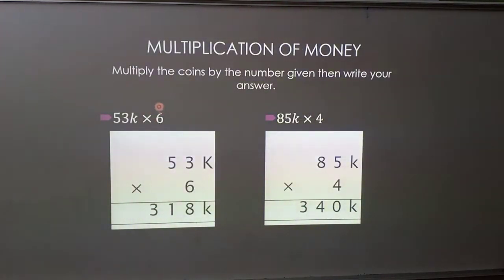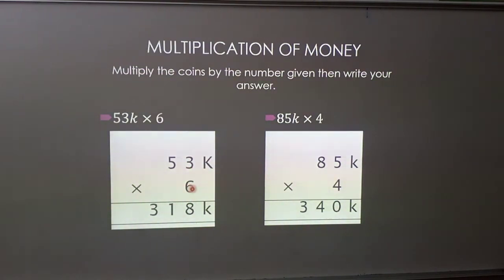Okay, now let's move on to the next question. Here we have the column method of multiplication. So how do we multiply using the column method? Multiply the coins by the number given, then write your answer. The first is 53 kobo times 6. We arrange 53 kobo like this and we arrange 6 like this.